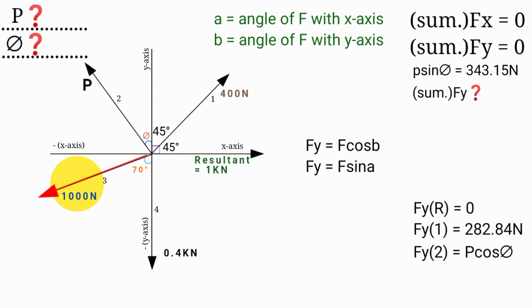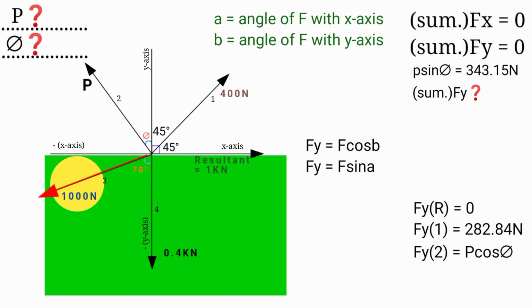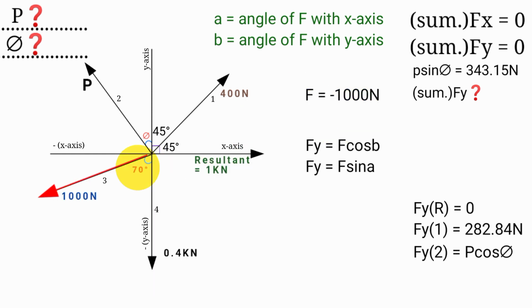Here for this force 1000 Newton, if you look, it is acting on the negative y-axis. So F equal to minus 1000 Newton, and here the angle it makes with the y-axis is 70 degrees. So B equal to 70 degrees. Now substituting here, F of y for 1000 Newton equal to minus 1000 cos 70 degrees, which if you press your calculator equal to minus 342.02. So F of y for 1000 Newton equal to minus 342.02 Newton.